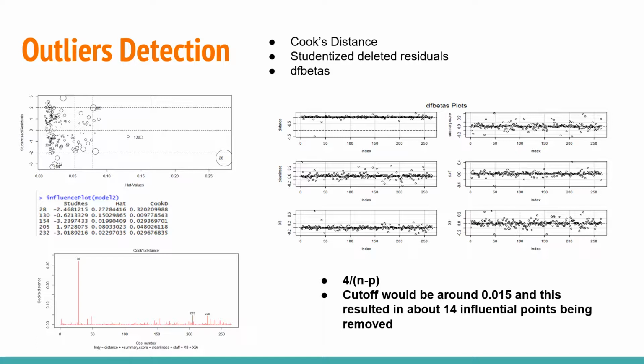So this would mean the cutoff would be around 0.015, and this resulted in about 40 influential points being removed. This is illustrated in the plot, and you can see here that we have a number of outliers. Then Ziren will conclude the last part.